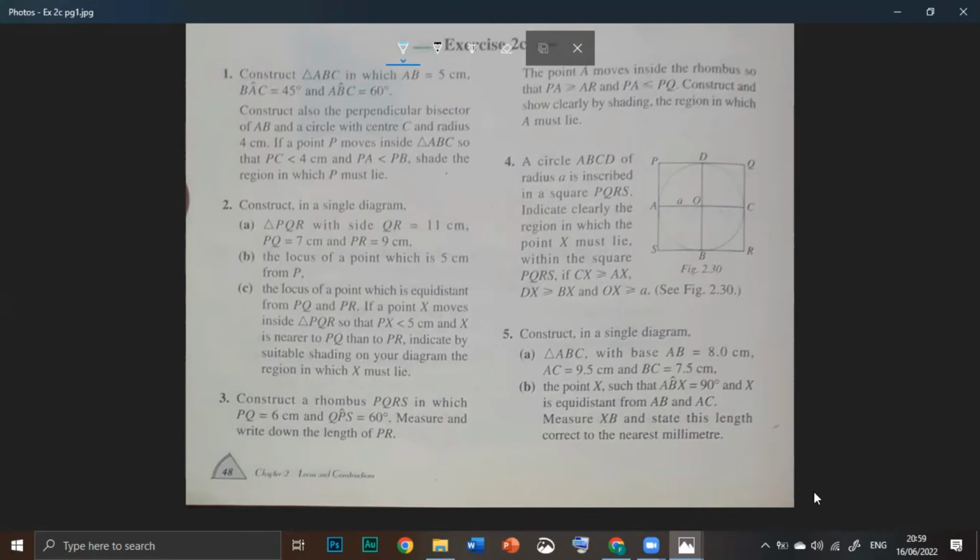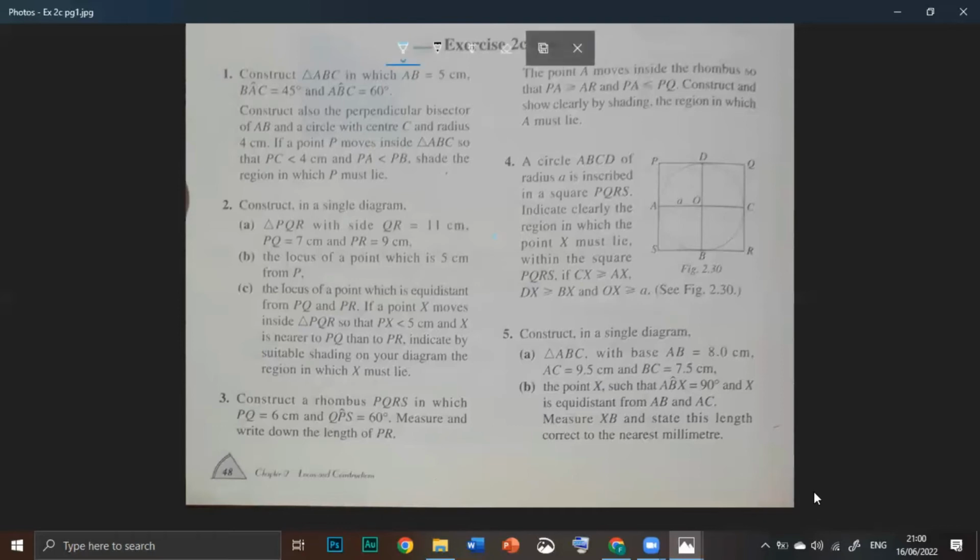What should be the locus? Sir, circle with the radius 5 from P. Yes. The locus of the point which is equidistant from PQ and PR, and PX is less than 5, and X is nearer to PQ than PR. What should be the locus for equidistant from PQ and PR? Sir, angle bisector. Yes, angle bisector.